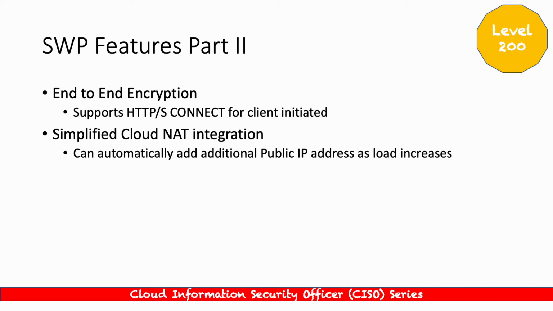Right? It is simplified with Cloud NAT integration. So if you think about it, the web proxy in itself is a proxy, right? But it doesn't directly deal with the actual network address translation, right? So that's all about public addresses and private addresses, etc. Because Cloud NAT is another Google Cloud native service, the integration happens very seamlessly, and now we can automatically add additional public IP addresses as load increases. So now we're thinking more in terms of dynamics, combining web proxy protection with additional public IP address capacity as that load increases.